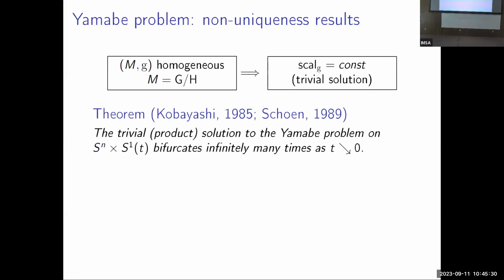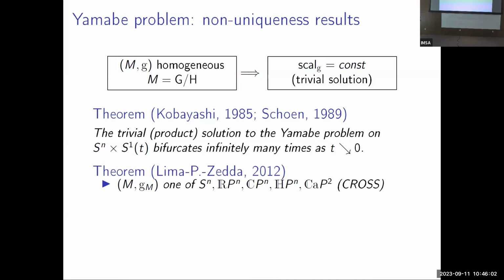For instance, if you take a product of a sphere times a circle, and you change the radius of the circle, t, and then you let t go to 0. That is, this circle shrinks to a point. So the idea is that when you have some trivial solutions that shrink to something, the energy explodes. There must be bifurcation. Basically, that's the idea. And so they proved that this is the case for this sphere.